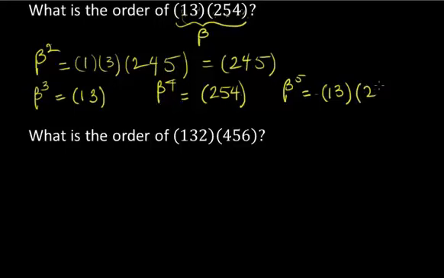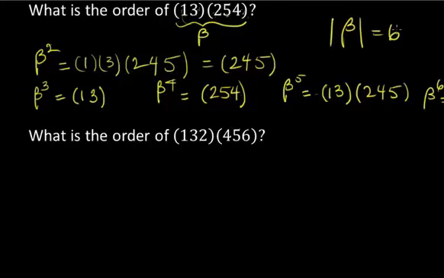2, 4, 5. And now beta to the 6th will be equal to, well, the 2-cycle disappears again, and 2, 4, 5 times 2, 5, 4 will give us the identity. So the order of beta is equal to 6.